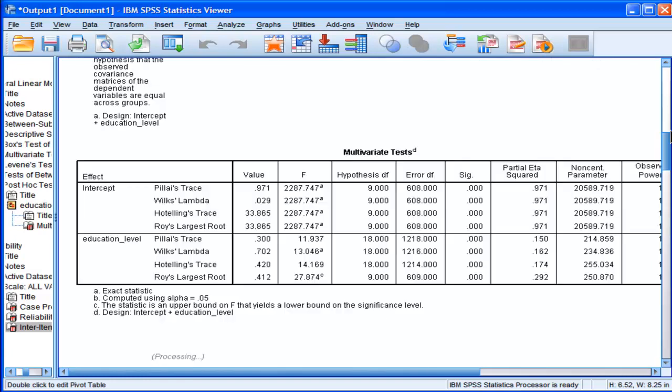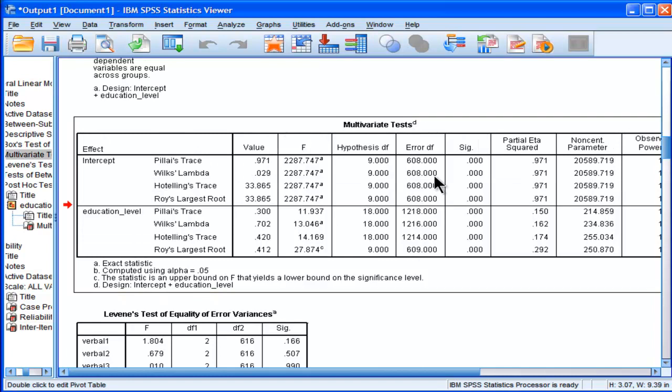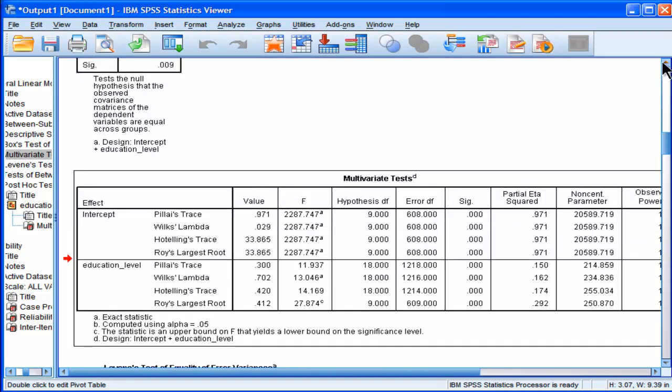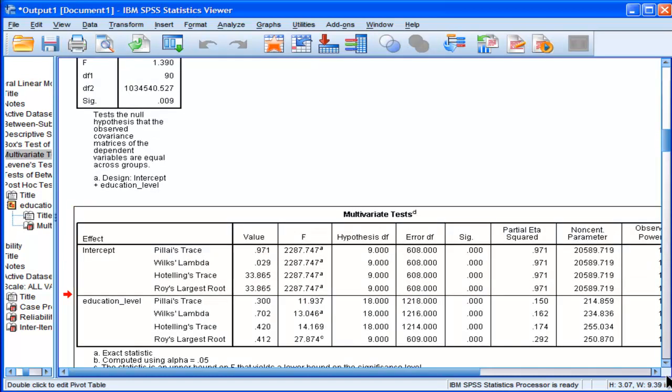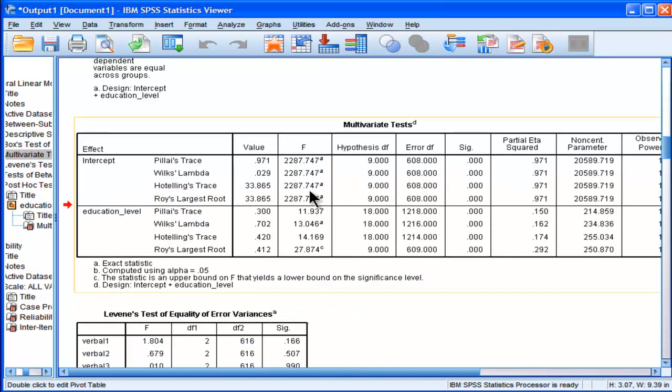In fact, that's the next table that we get, the MANOVA F values. So after Box's M test, which is not a great test of the quality of the covariance matrix, we actually get the ANOVA. You can ignore the intercept section. I think it's not very informative in most cases. Just go to the second row, and this is where my independent variable is, education level.